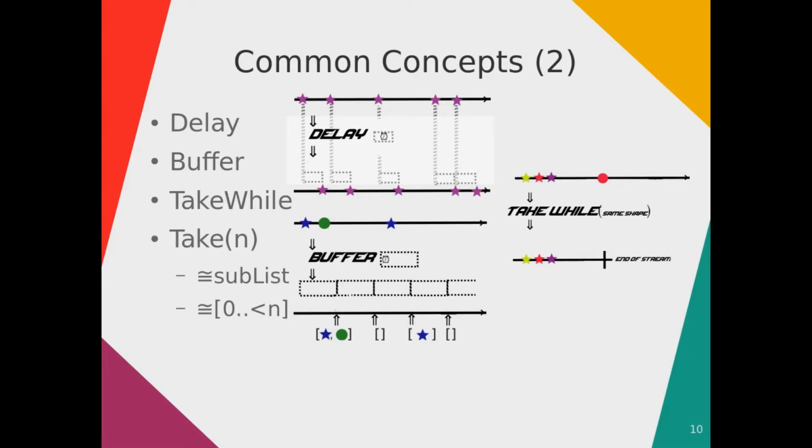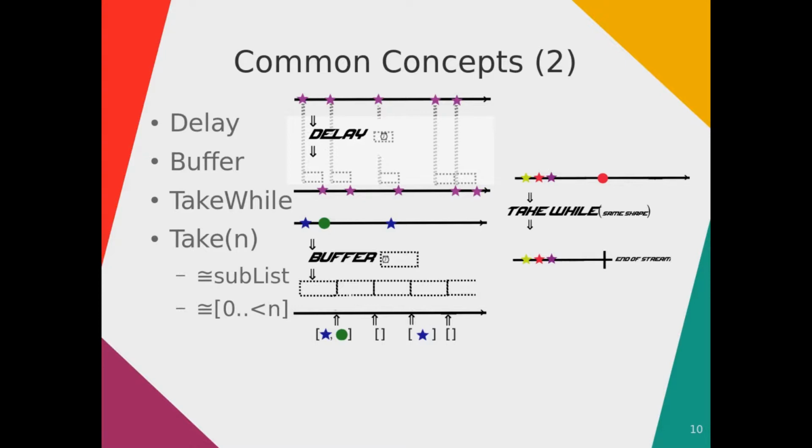Now, common concepts in Reactive Streams that might not be present in Groovy are, like, delay, a time-based method that will delay inputs a certain amount of time. Buffer takes in a time frame, and within each time frame it creates a block of items, and then those items are emitted as a list, for example, into the output stream. Take while will terminate a stream when the given predicate is not true anymore.